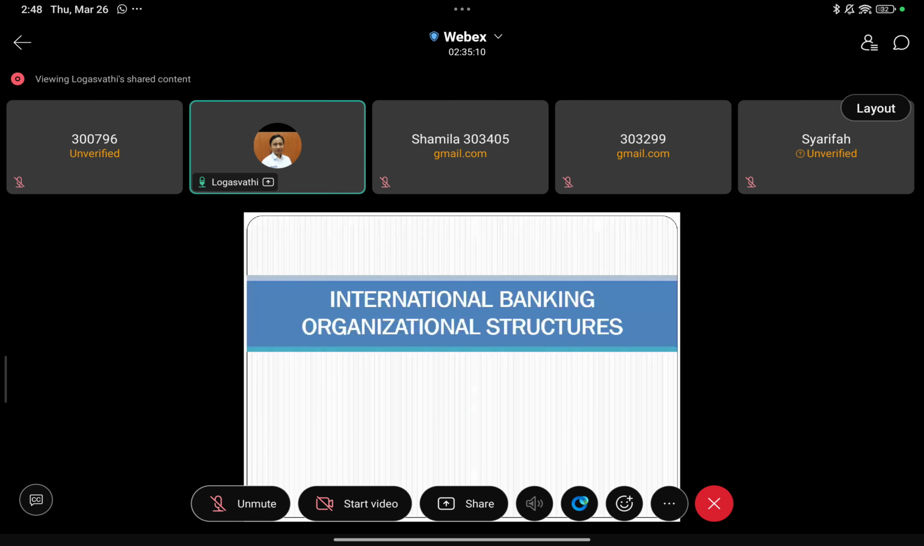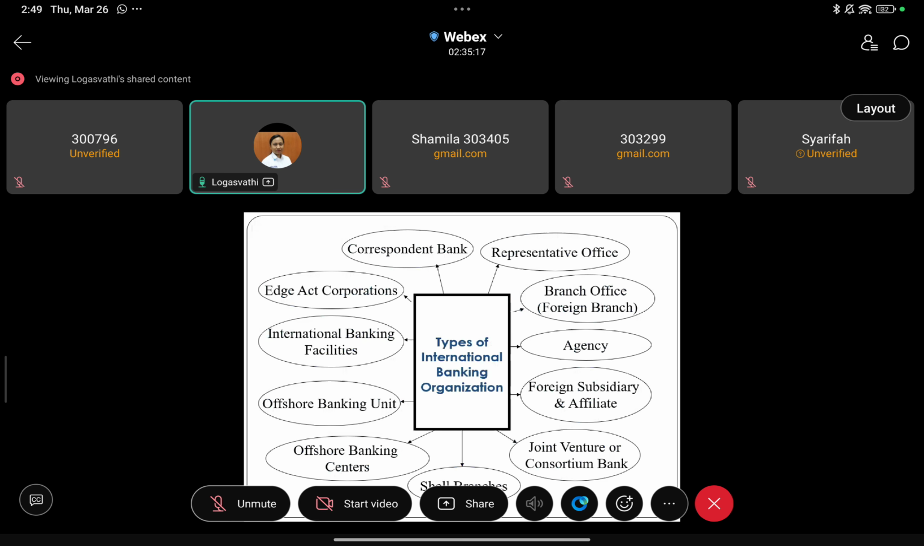Okay, next we are looking at the international banking organization structure. In the types or structures of international bank organization, there are about 11 structures over here, such as correspondent bank, representative office, branch, and so on, until the international Edge Act corporation, or Edge Act banking businesses.